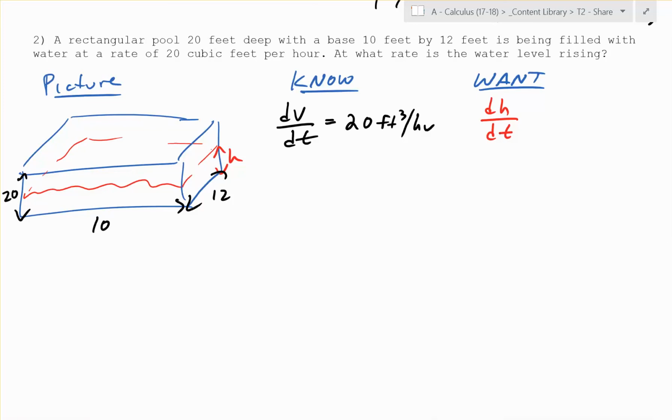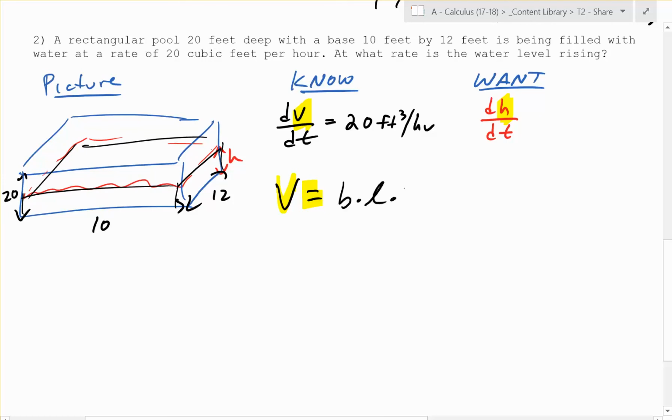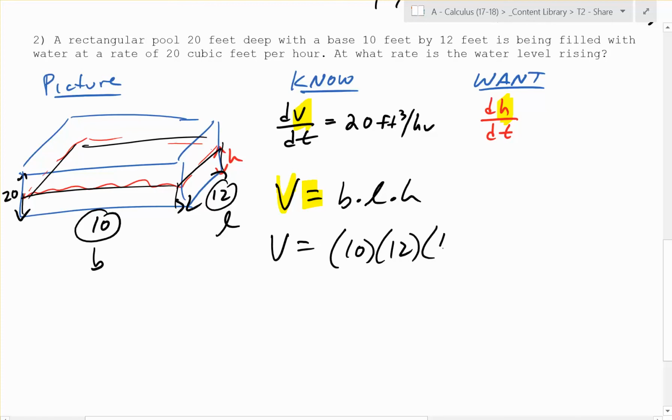So we know we need to link volume and h. The volume of the water, again, it's a rectangular shape, so it's going to be base times length times height. The base is b and this is L, so the volume is equal to 10 times 12 times the height, which is changing. So we have volume is equal to 120h. So we have our equation.